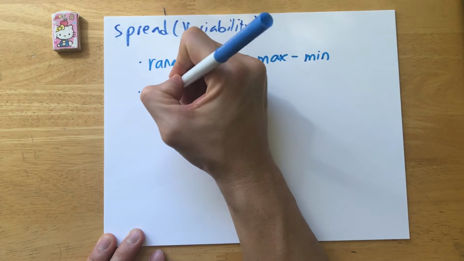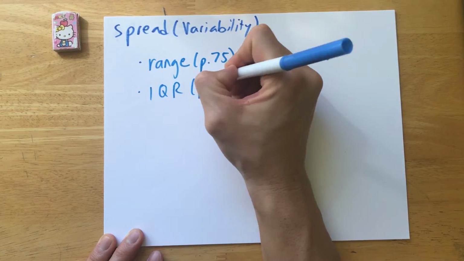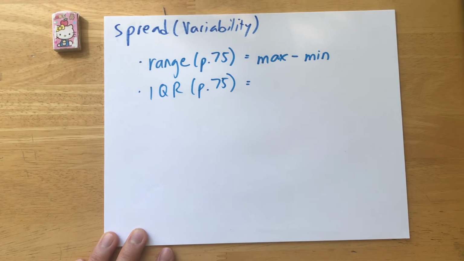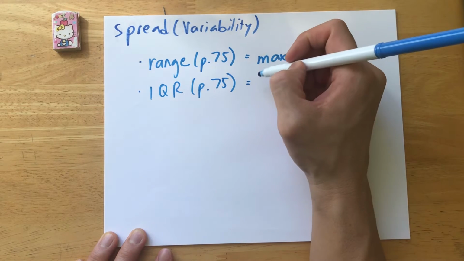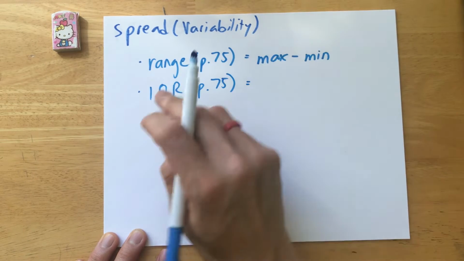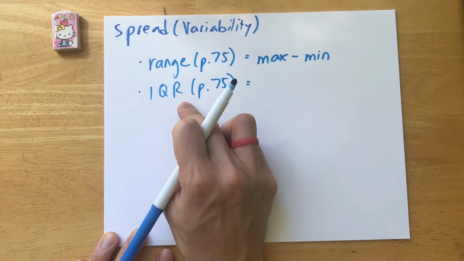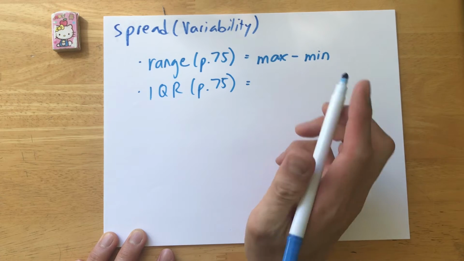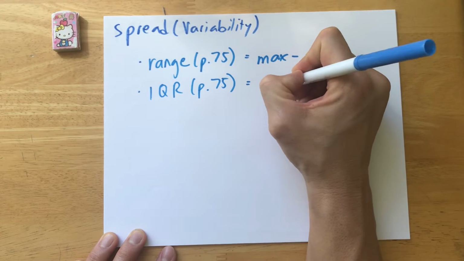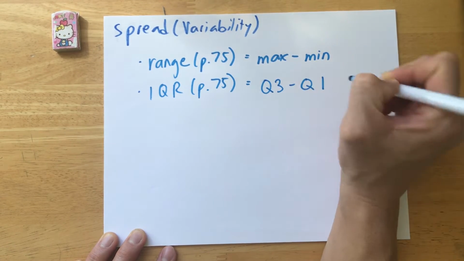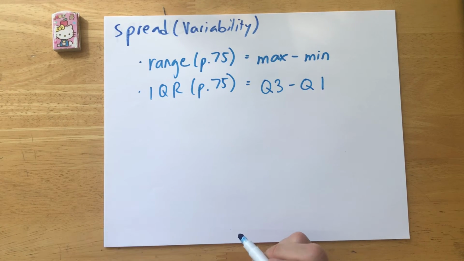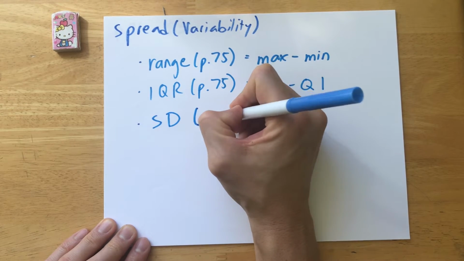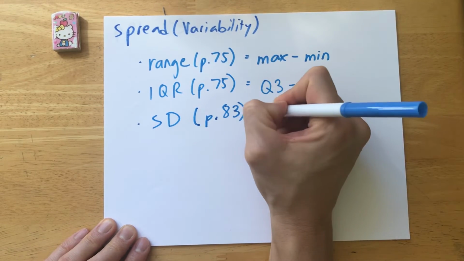We also have something called the IQR. It's listed a little bit lower on page 75. Please make sure you look in your textbook, okay? You can just pause the video and take a look right there. The IQR stands for the interquartile range, and it's your upper quartile minus your lower quartile. We like to abbreviate that as Q3 minus Q1. And the last one is the standard deviation, which is on page 83.